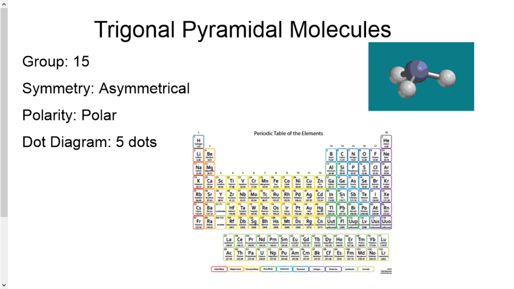Let's continue with another example. What about trigonal pyramidal? These come from group 15 elements. Group 15 includes nitrogen, phosphorus, arsenic, antimony, and bismuth. These have 5 dots. And the example we're going to do is ammonia, NH3. When we do ammonia, we will have 2 dots together, and 3 dots by themselves. There is nowhere to spread those out. I'm going to put the hydrogen here, the hydrogen here, and the hydrogen here.